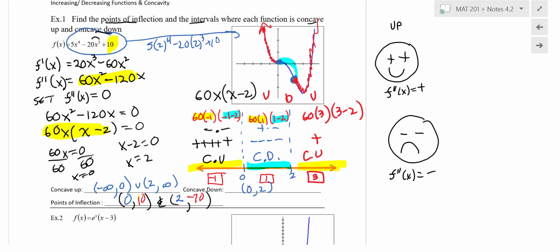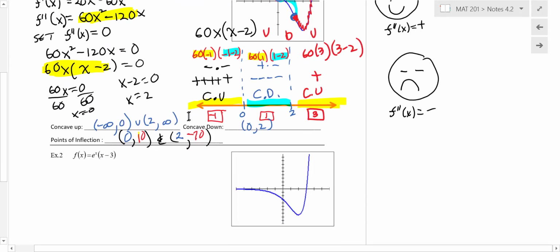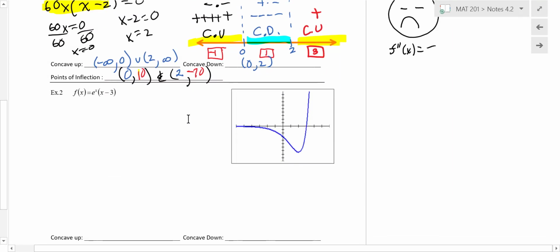All right, any questions so far with that one? Okay, that's probably as simple as these problems can get. Straightforward. Okay, next one. Now you get into an exponential. It can get a little bit trickier when you get into an e to the x or a logarithm or something. So again, if we're going to analyze the concavity, you want to get the second derivative.